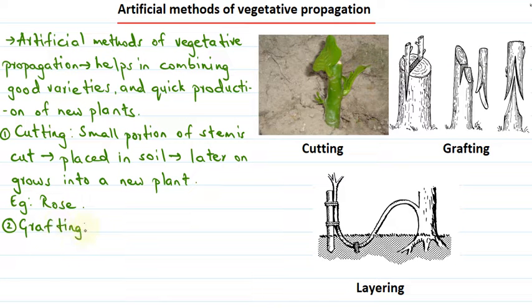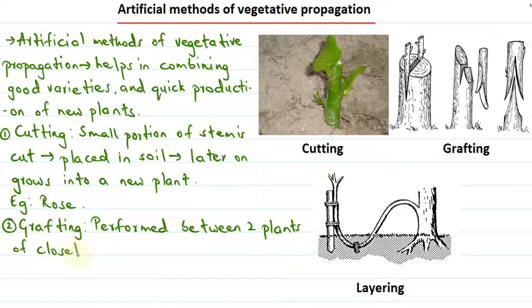grafting. So what happens in grafting? It is performed between two plants, and these two plants are of closely related varieties. Okay, so two plants that are closely related varieties of each other, between them this grafting is performed.